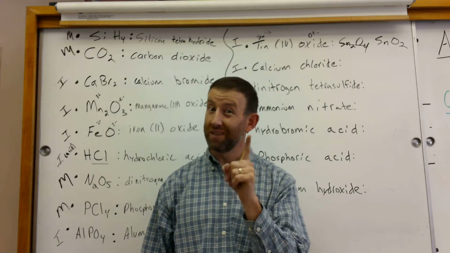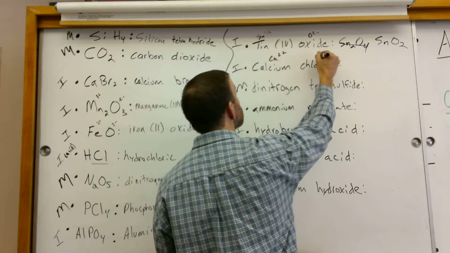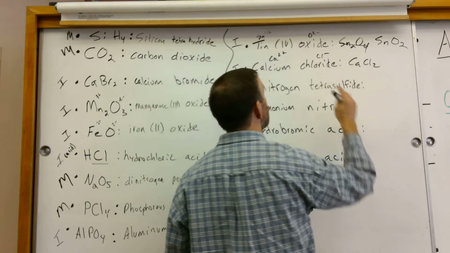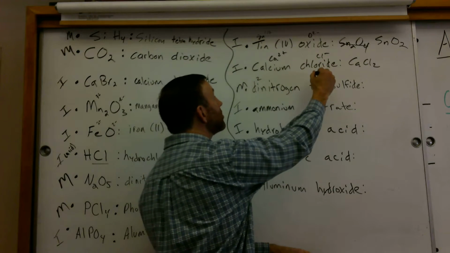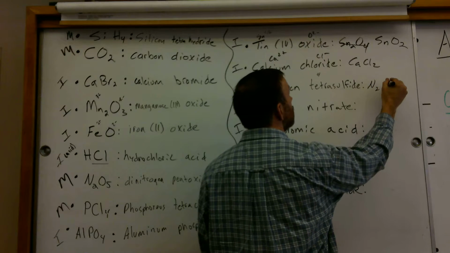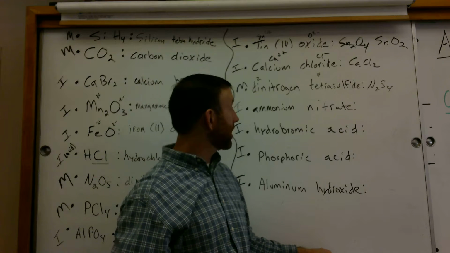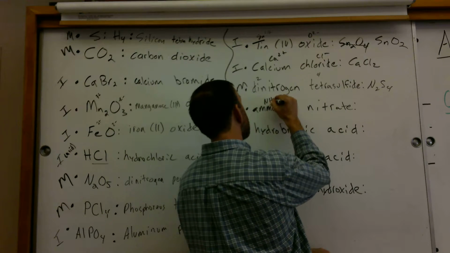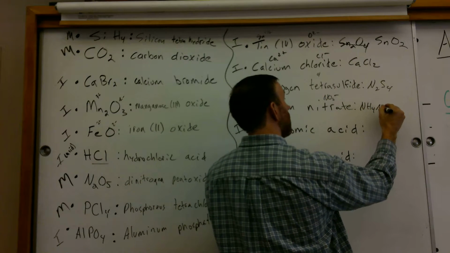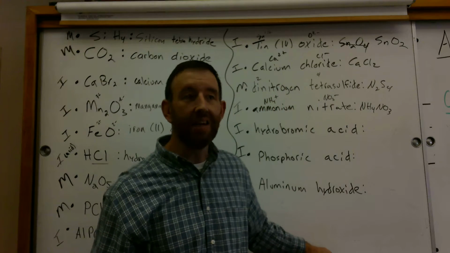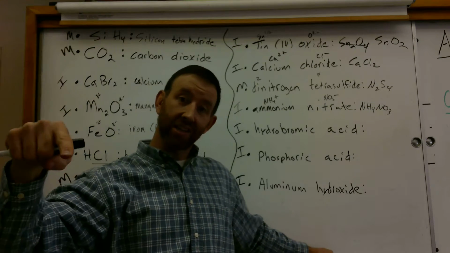Be careful. Calcium chloride is an easy one. This is Ca2+, Cl-, CaCl2. Crisscross. Dinitrogen tetrasulfide. So di means 2, tetra means 4, so that's N2S4. Ammonium nitrate. Those are both polyatomic ions. This is NH4+, NO3-. So that's just NH4NO3. And notice I do not need parentheses because there's one of each. You only put parentheses around those when you have to add a subscript to it.